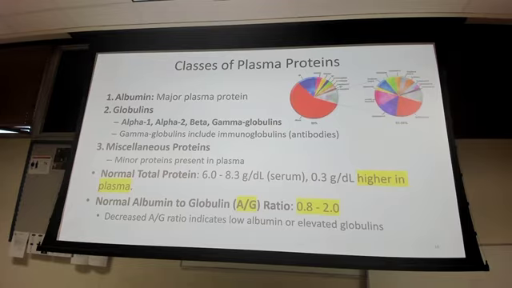And these are the classes of plasma proteins. Just know that normal total protein is always higher in the plasma, but remember I will provide you with those reference ranges, so you don't have to memorize that, okay? And then the normal albumin to globulin ratio, 0.8 to 2.0.